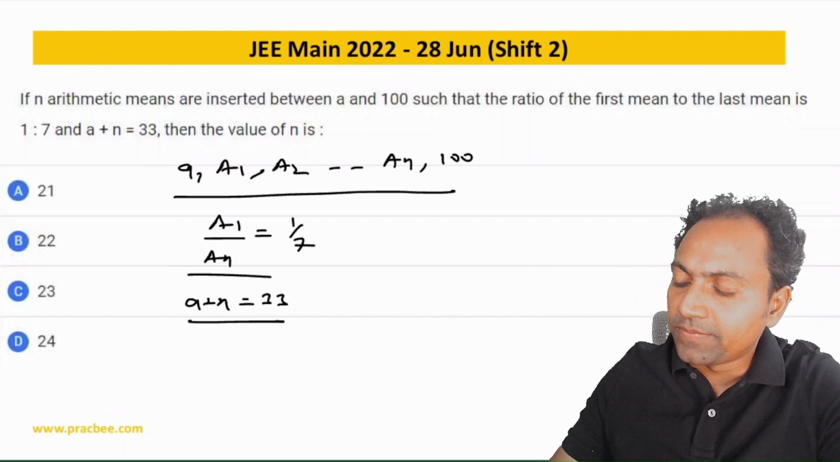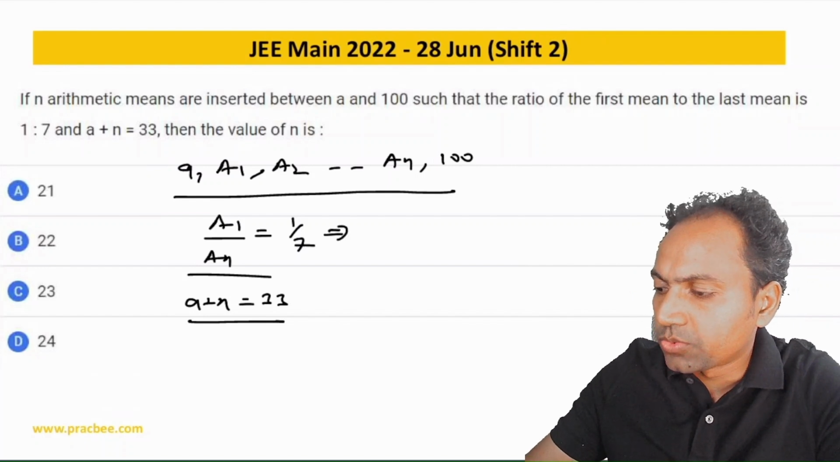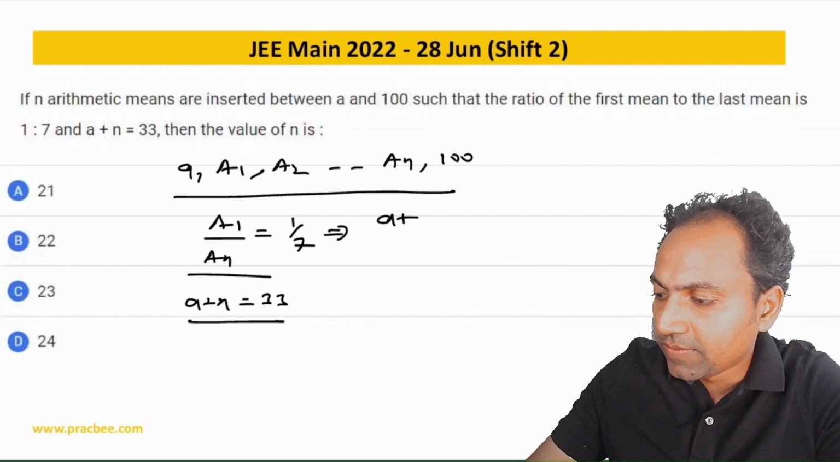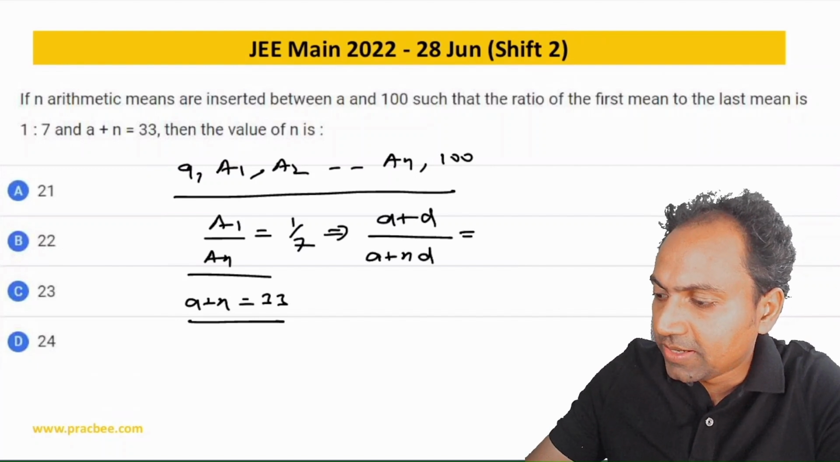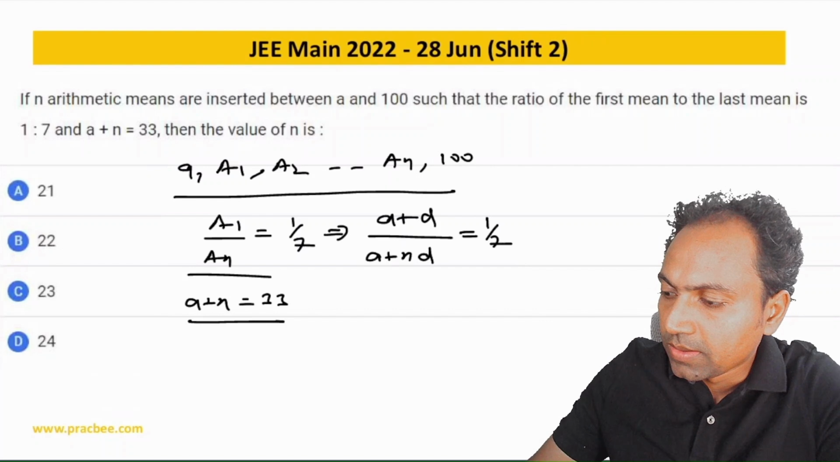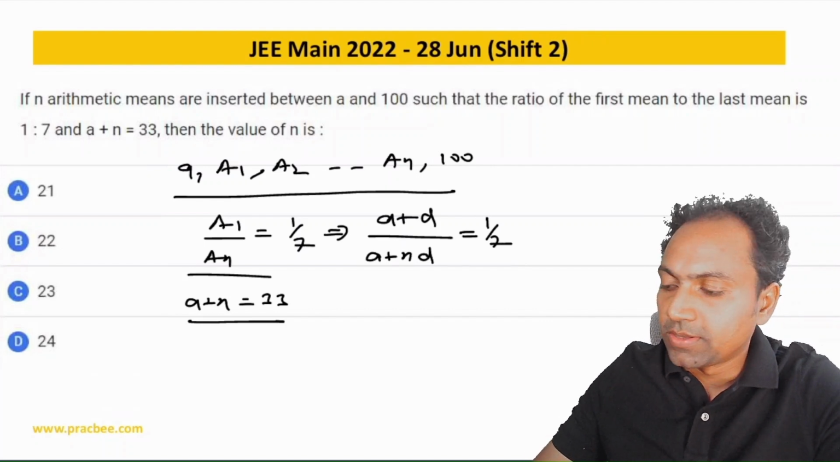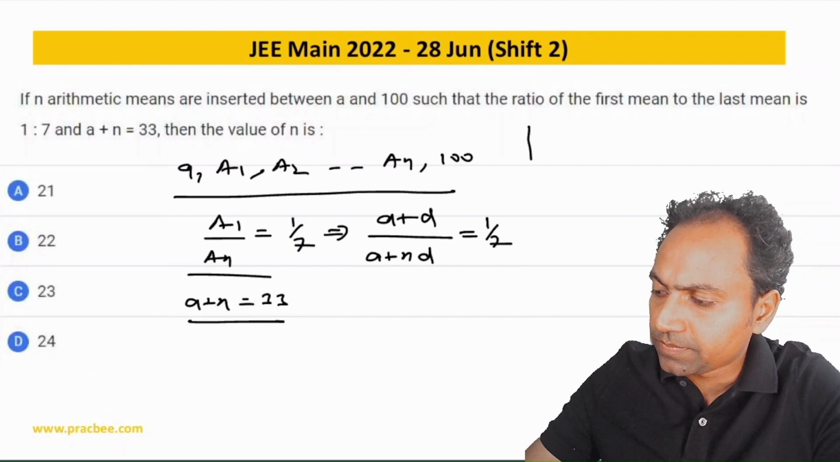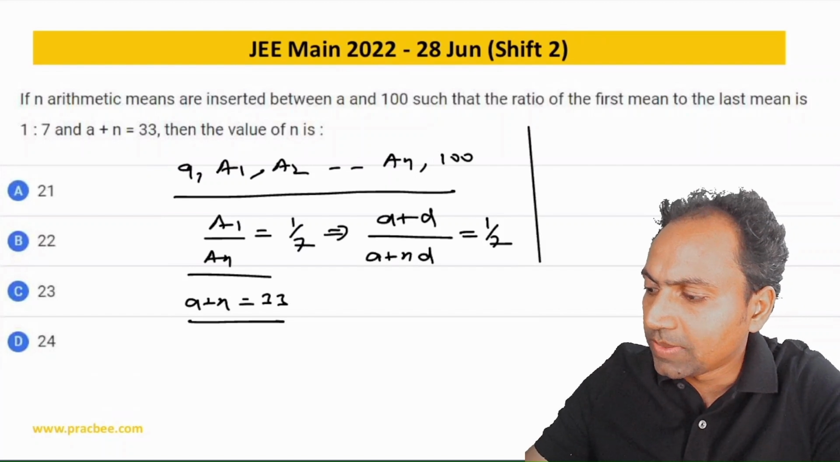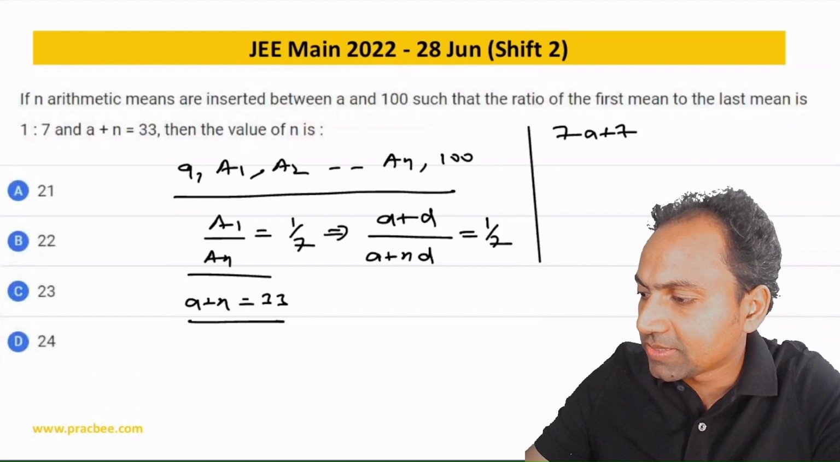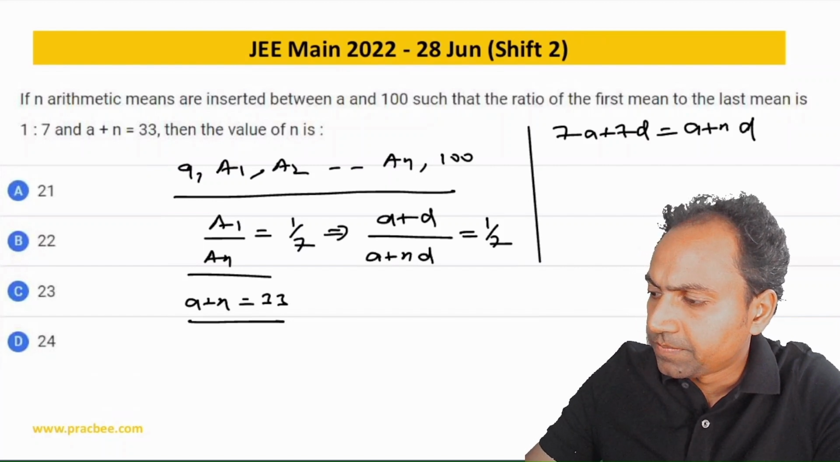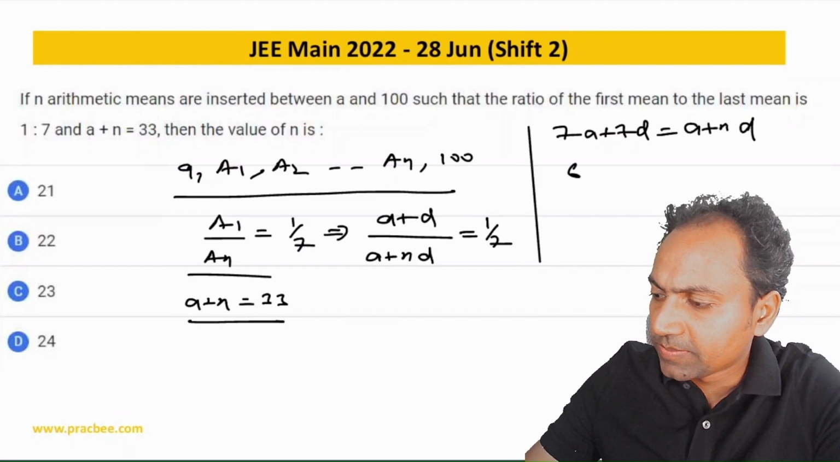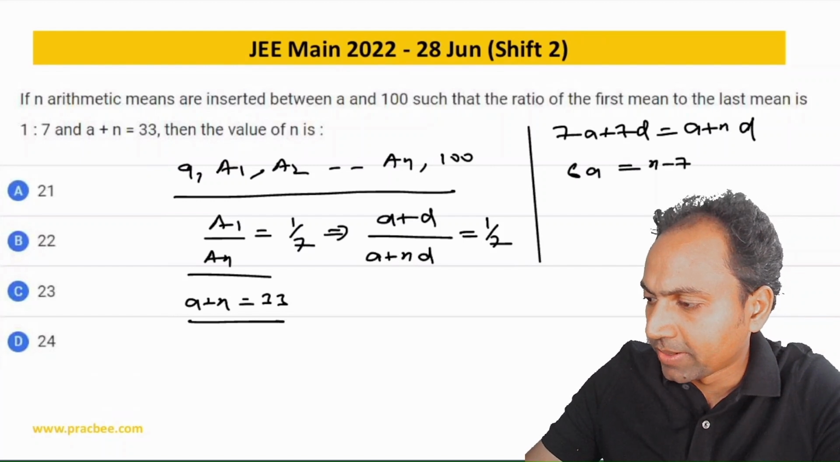If I move ahead, this is a very crucial piece of information. If I use this, a1 can be written as a plus d, and an can be written as a plus nd, as discussed earlier. If I simplify this, you can see that it becomes 7 times a plus 7 times d equals a plus nd. Or I can move a to the other side. This becomes 6a equals (n minus 7) into d.